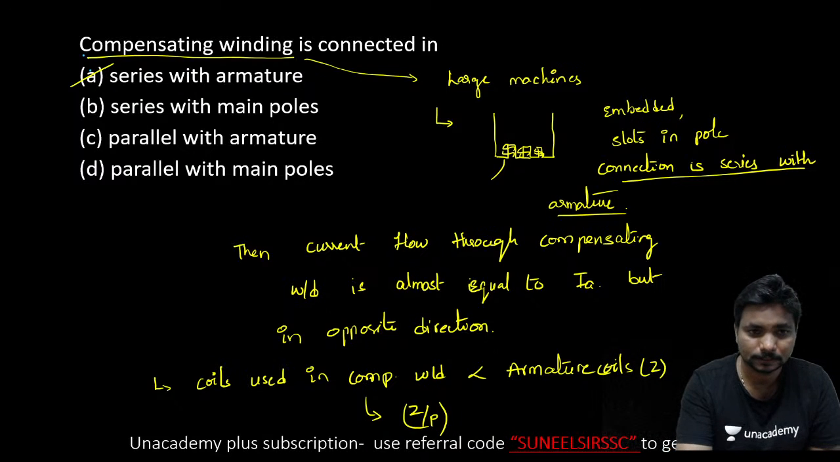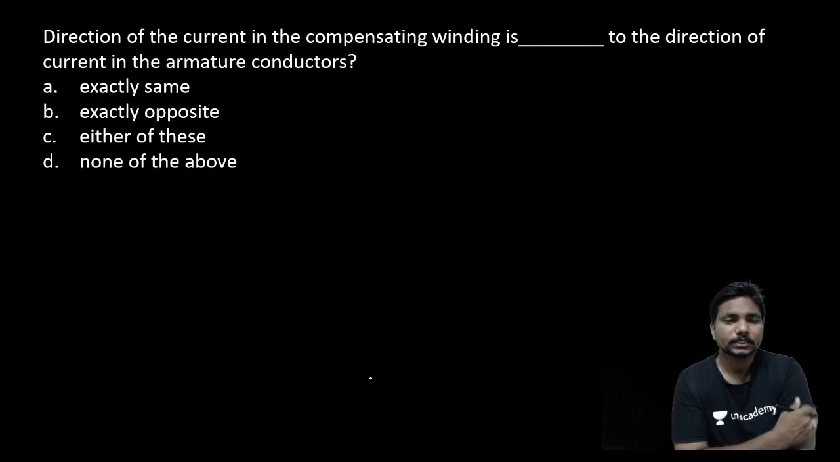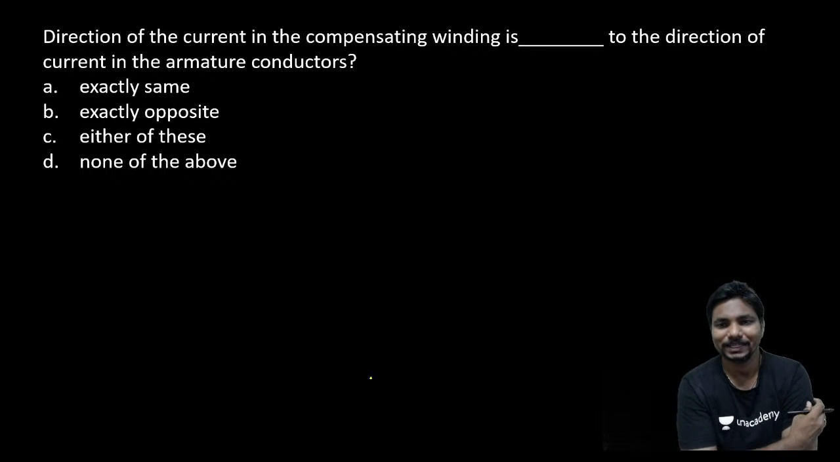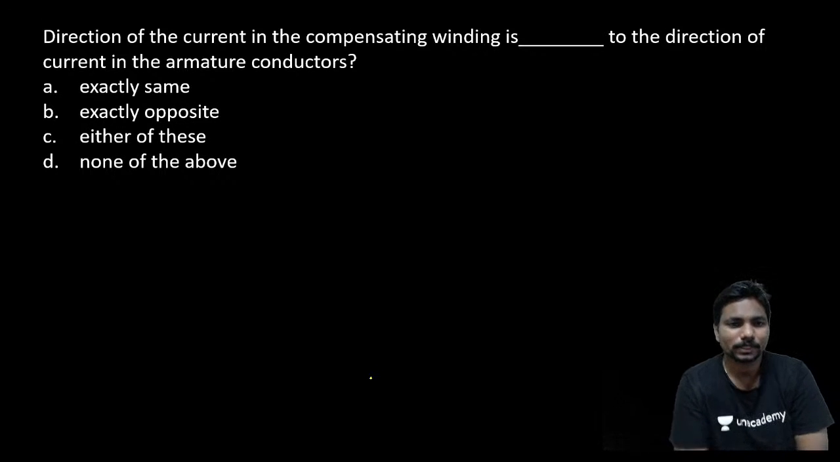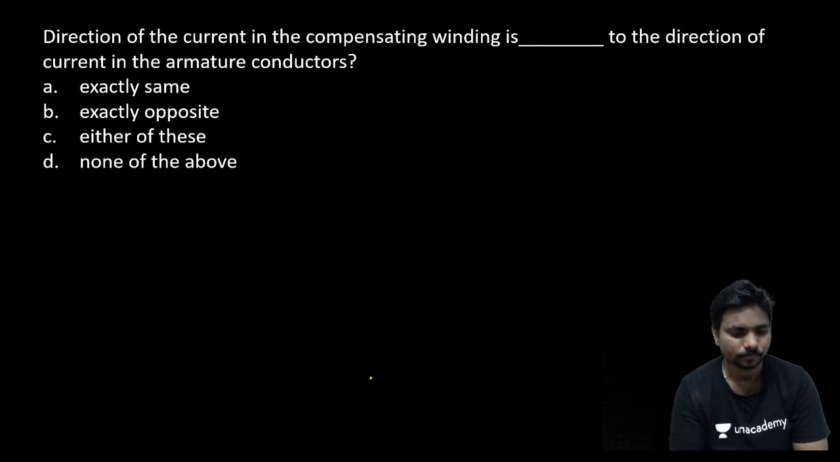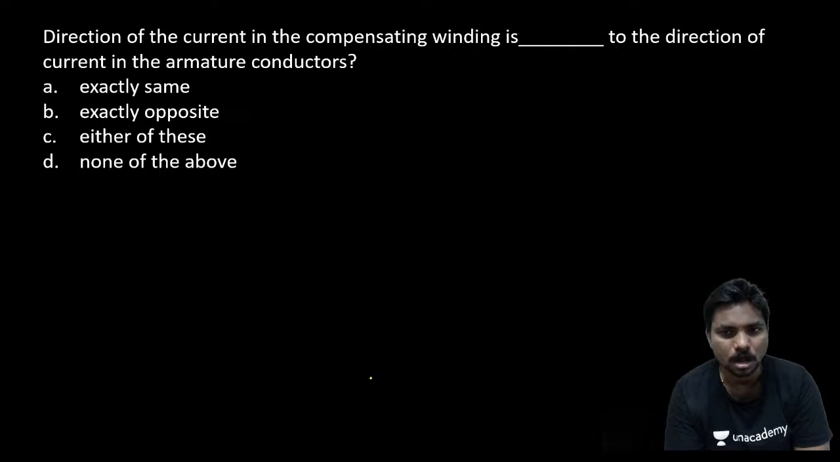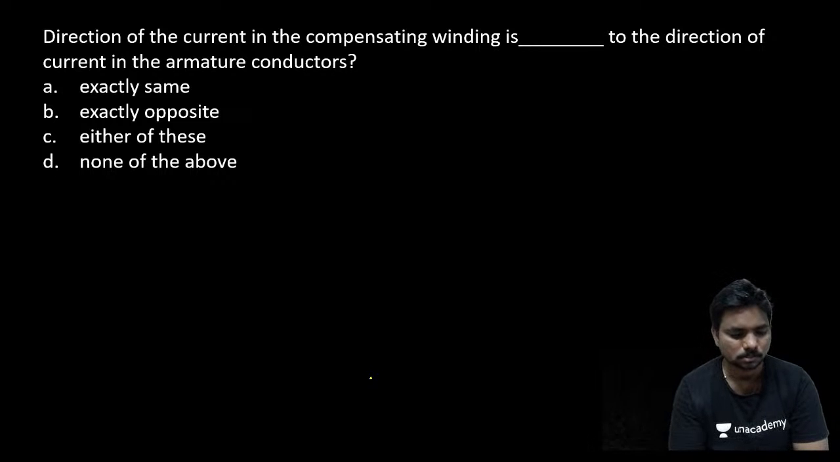Coming to the next one: the direction of the current in the compensating winding is dash to the direction of current in the armature conductors. Very easy one. Just now I have given it.